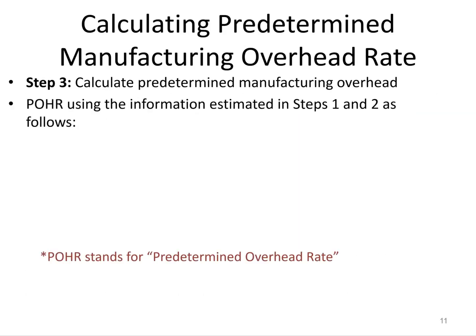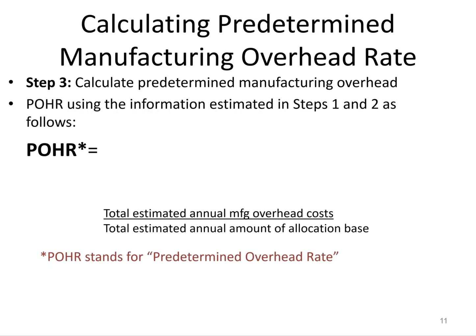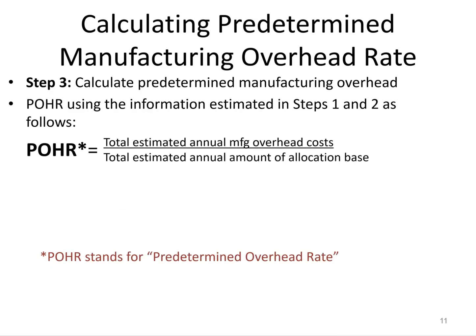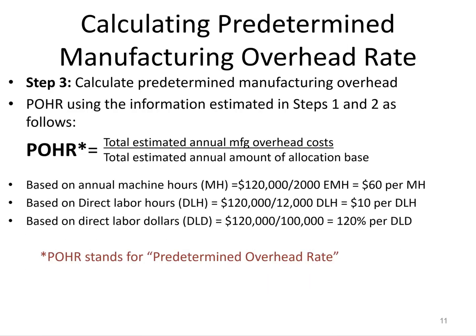Step 3, we're going to calculate that rate. And it's always going to be the total estimated annual manufacturing overhead costs. Remember, this is an estimate. And we're going to divide by the estimated annual amount of the allocation base. Now, in our case, we have 3 options. We have to decide which we think is the best cost driver. Is it machine hours? Is it direct labor hours or direct labor dollars?